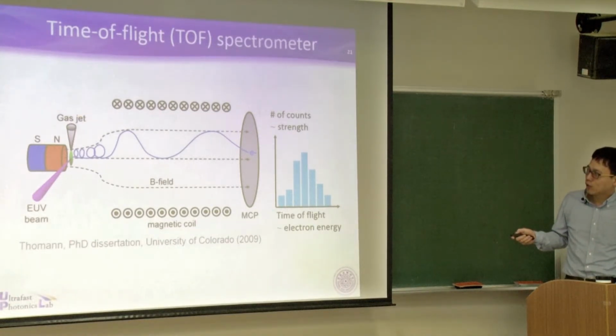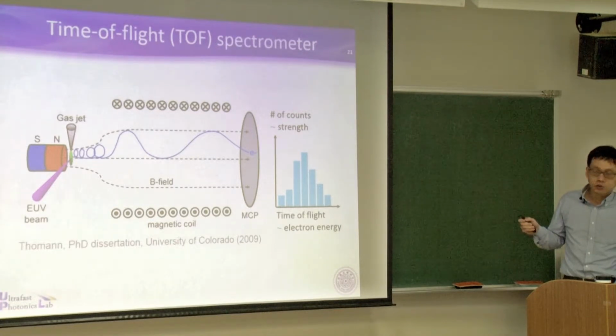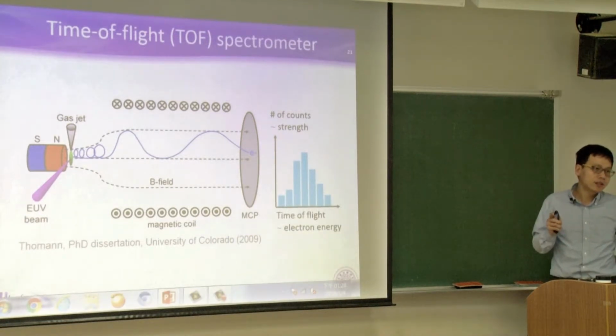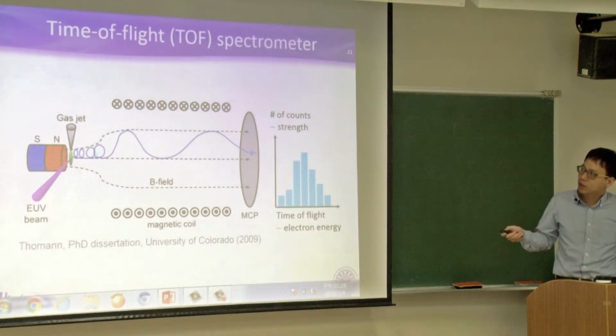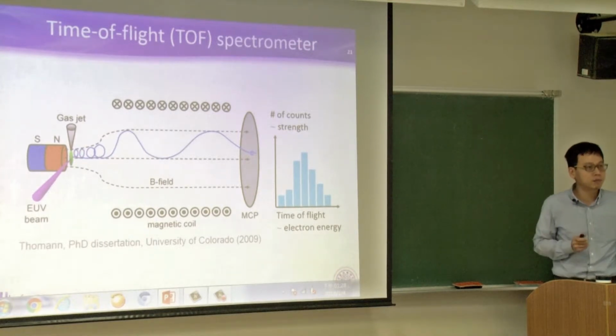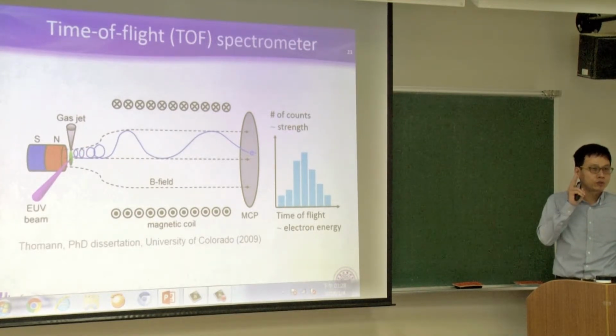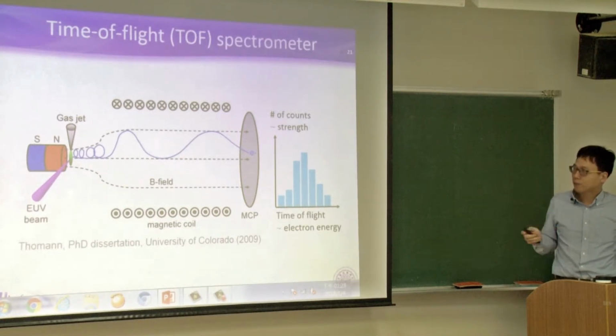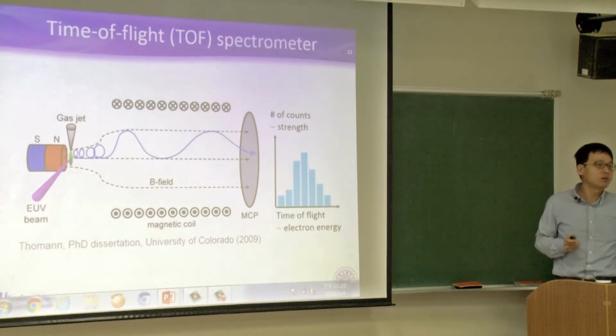Okay, the horizontal axis is time of flight, TOF, right? So it means, in addition to knowing which pixel captures some electron, you have to record how long does the electron travel from the initial point to the MCP. So you have to record two things: which pixel and how long does it take. Okay. And the vertical axis means number of counts.